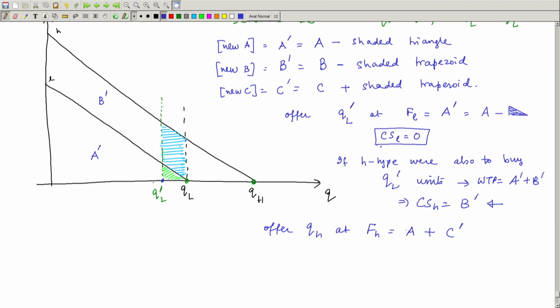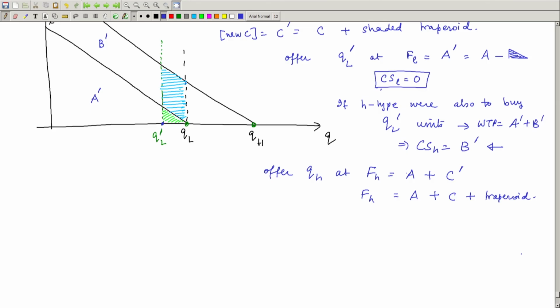Notice his willingness to pay for QH units is this entire big triangular zone. What he would pay is this amount A plus the C prime. And what is the C prime? The C prime is nothing but A plus the old C plus the trapezoidal area, correct. So let me rewrite this without confusing you. I charge him A plus the C prime, which is the A plus the C plus the trapezoid.